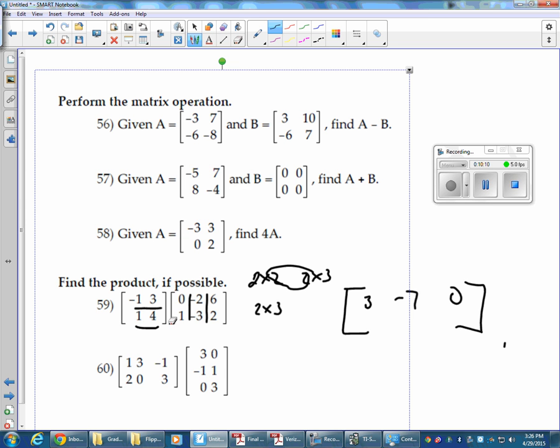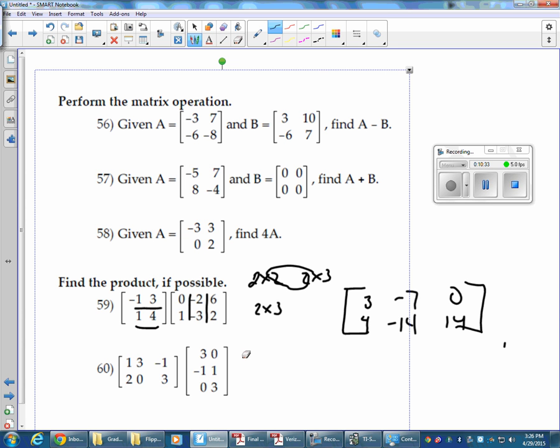Now I'm going to do second row, first column. 1 times 0 is 0. 4 times 1 is 4. 0 plus 4 is 4. 1 times negative 2 is negative 2. 4 times negative 3 is negative 12. Negative 2 and negative 12 make negative 14. 1 times 6 is 6. 4 times 2 is 8. 6 plus 8 is positive 14. So this is the answer for 59.